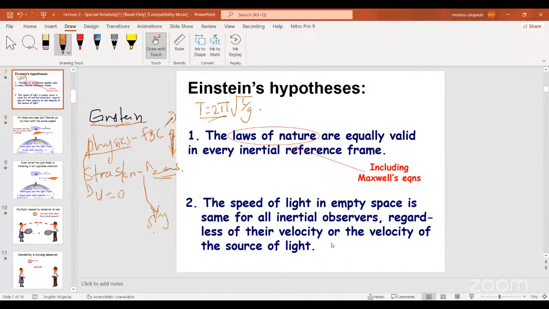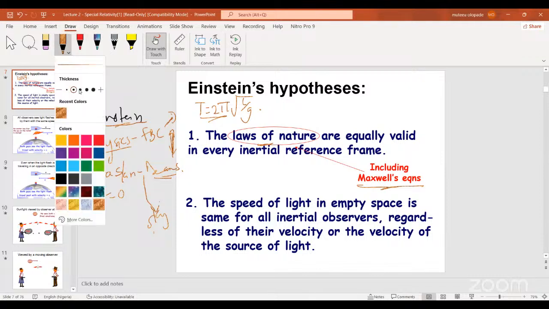Regardless of the velocity of the source of light or the experiment, it remains the same. That was what Albert Einstein proposed. So here, also including Maxwell's equations, it is the same.